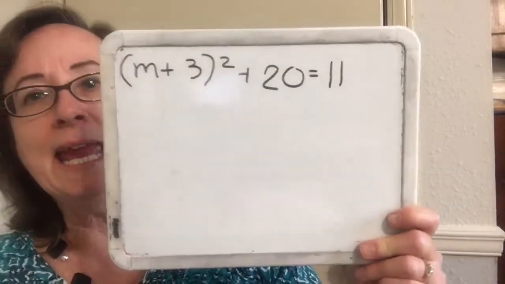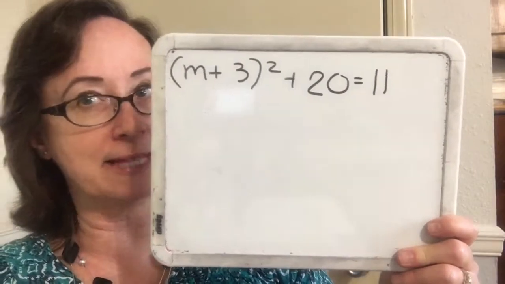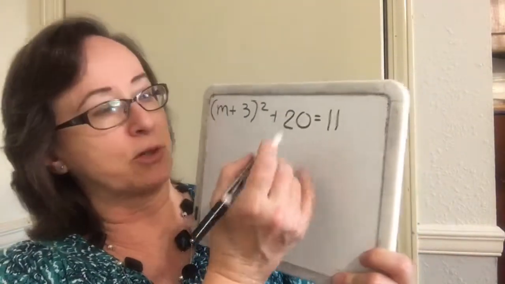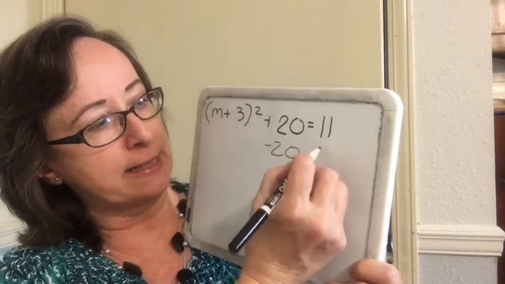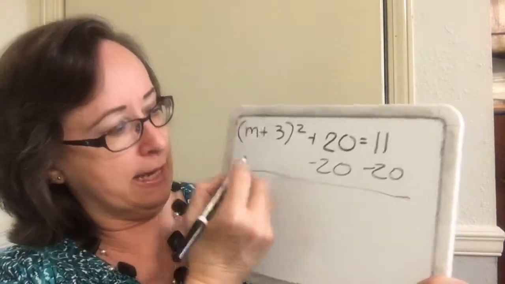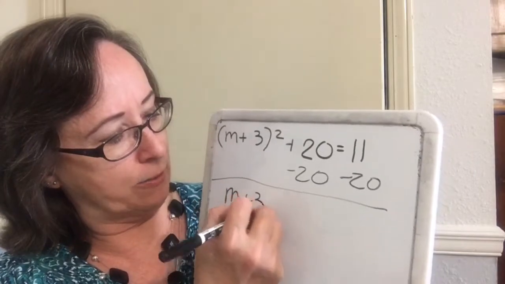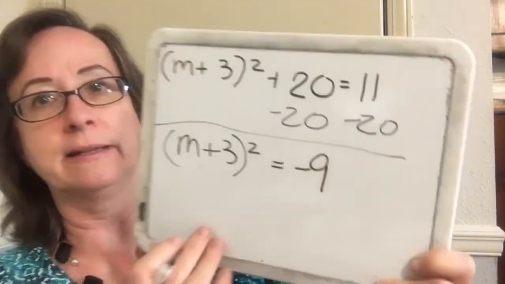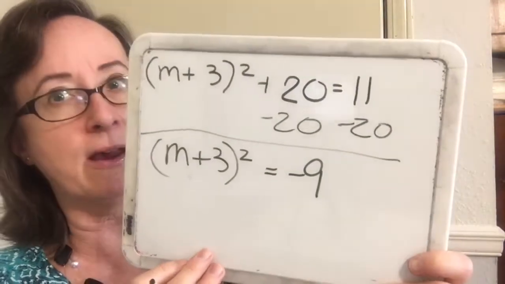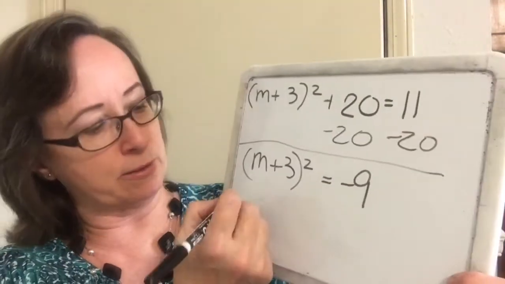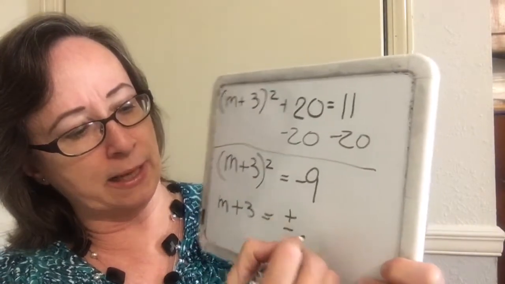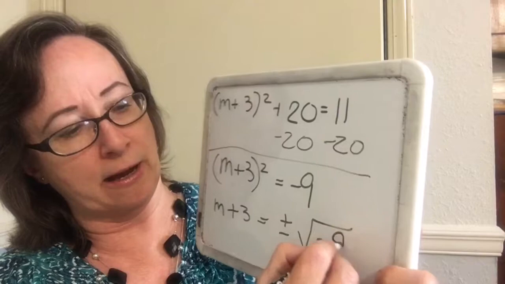Okay, so now we have another one. And right off the bat, I can see that this one is going to be complex or imaginary because I'm going to subtract the 20 from both sides. And I end up with (m + 3)² = -9. Okay, so now I'm going to take the square root of both sides and get m + 3 is plus or minus the square root of -9.